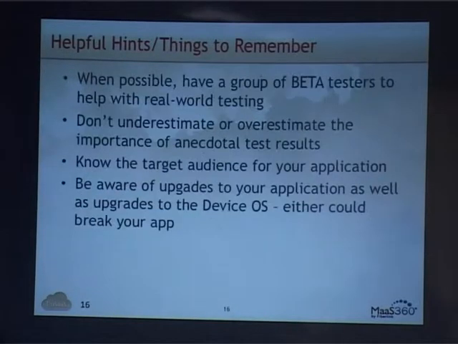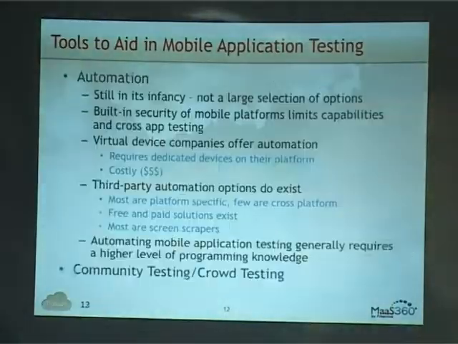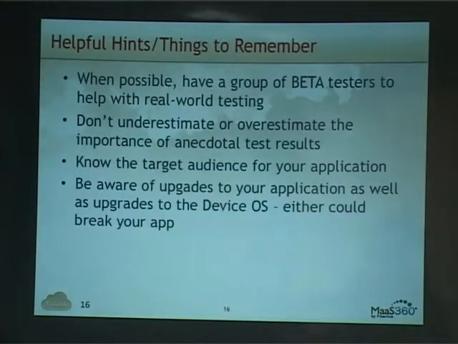Okay. I think I missed the last one. Hold on one second. There we go. When possible, have a group of beta testers to help with real-world testing. Have people really testing your application. One of the things someone mentioned earlier with Device Anywhere is, how do I test GPS functionality? You can't. The best way to test GPS functionality is still to have people go out and use the app, right? Walking around with it, right? Use it on a regular basis. How's your battery look after you've been walking around with this application for 3 days?